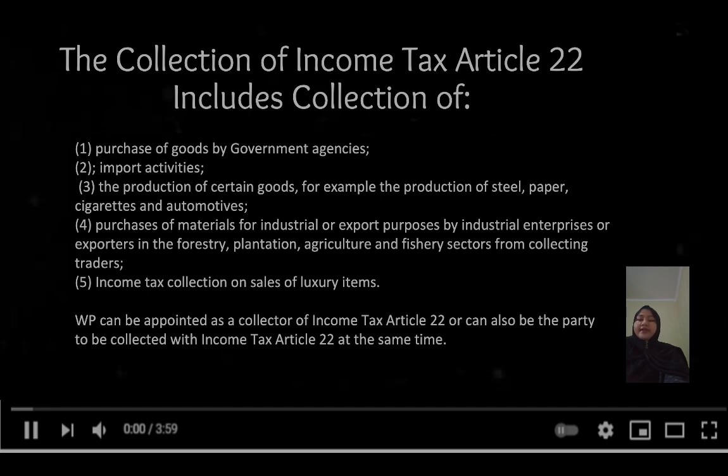WP can be appointed as a collector of income tax Article 22 or can also be the party to be collected with income tax Article 22 at the same time.